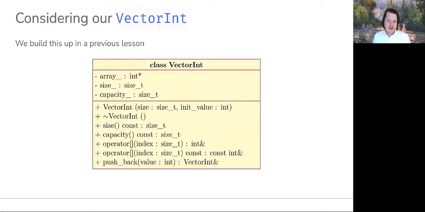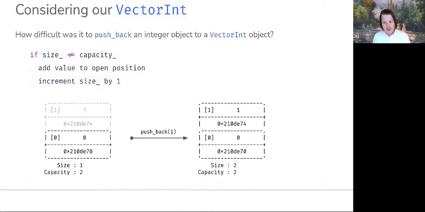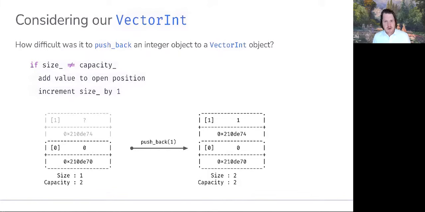lifetime. We had 2 getter functions to return the size and capacity of a VectorInt object respectively, as well as a definition, which we did not show, however you could complete on your own, of an overloaded subscript operator to access a specific element within a VectorInt's dynamically allocated array. Finally, we defined the push back operation and went into a little bit of detail as to how the dynamic resizing of the array would occur. So we'll just refresh this briefly and pose the question, how difficult was it to push an integer object to a VectorInt object?